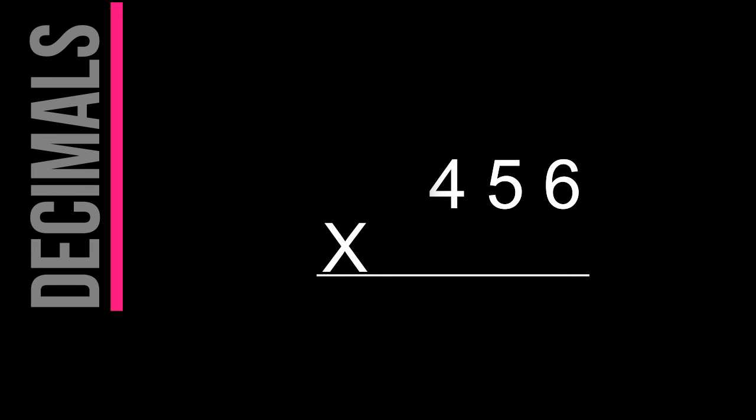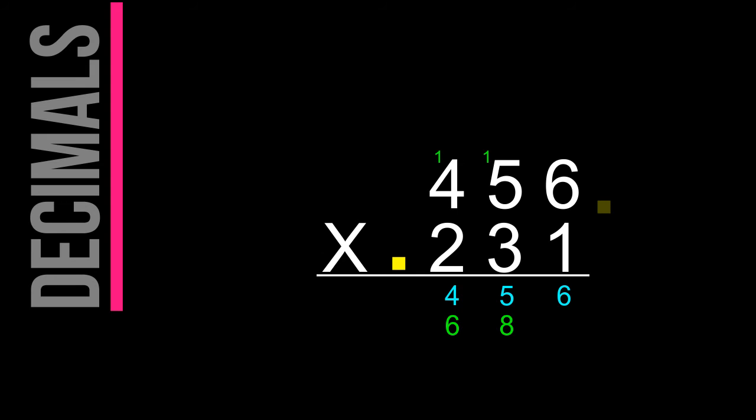Let's look at the number 456. You don't add a decimal to the end of a whole number, but we're going to add an implied one. We're going to multiply 456 times 0.231. 6 times 1 is 6, 5 times 1 is 5, and 4 times 1 is 4. 6 times 3 is 18, write the 8 and carry the 1. 5 times 3 is 15, plus 1 is 16, write the 6 and carry the 1. 4 times 3 is 12, plus 1 is 13.